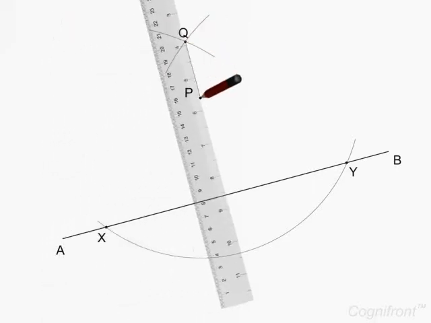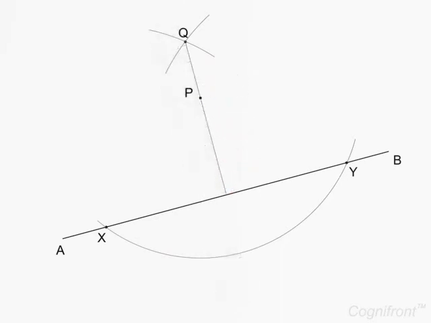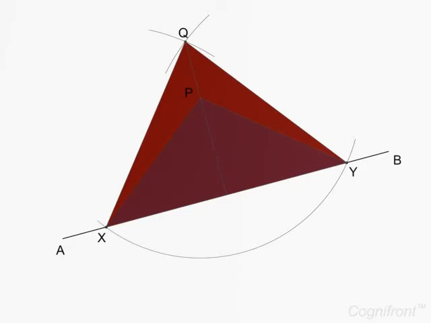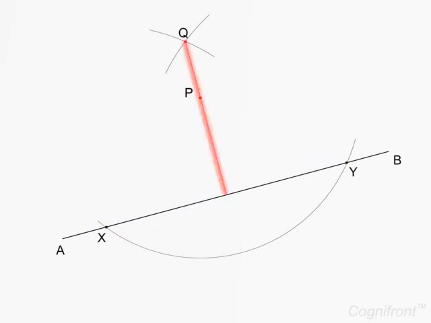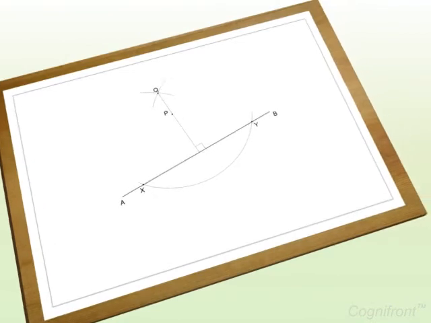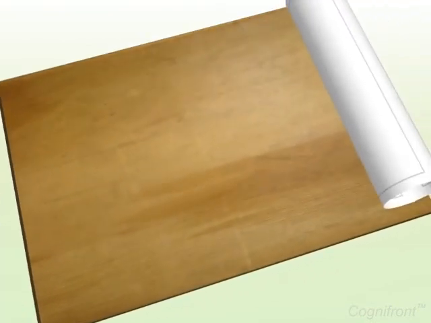Let's join points Q and P and extend that line till it cuts line AB. What do you see? Since triangles PXY and QXY are isosceles and their base is common, the line PQ must be perpendicular to line AB. That was also easy, isn't it? Now let's crack something tough.